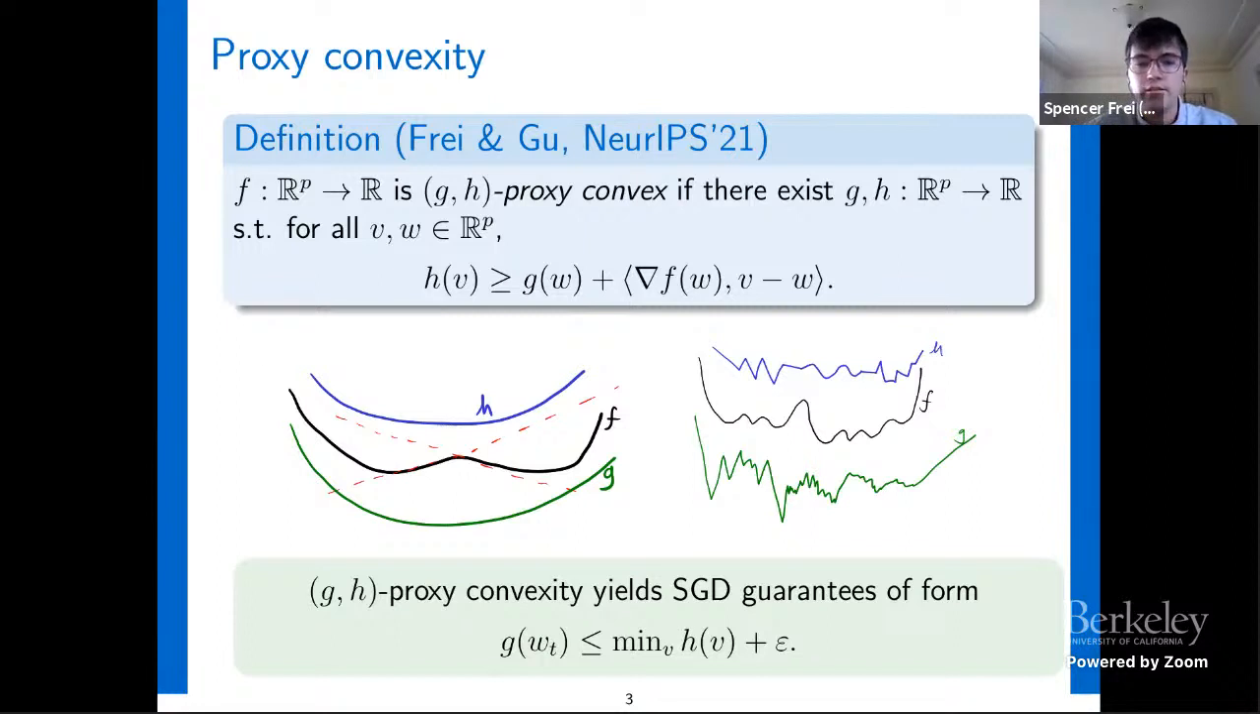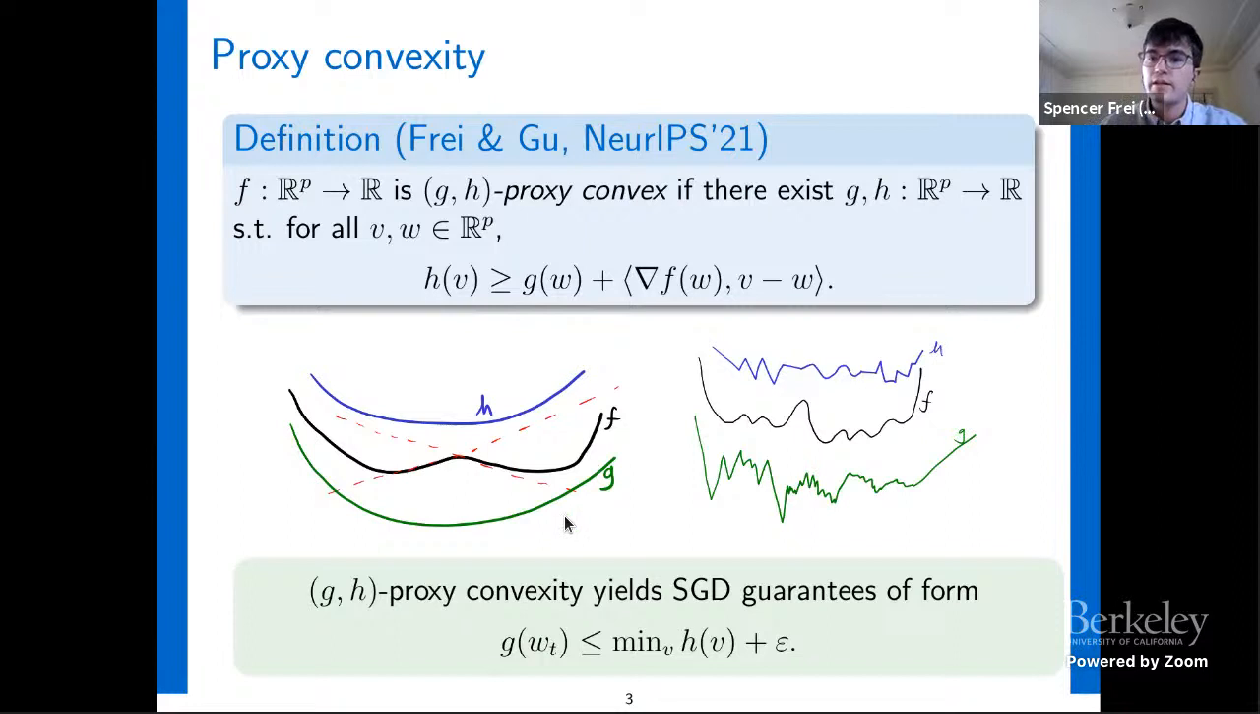Proxy convexity relaxes that to say that perhaps the function f doesn't lie above its own first order Taylor approximation, but that there is some proxy function h that does lie above it. And perhaps instead of starting that first order Taylor approximation at f itself, we shift it down to start at some function g. So this is a very general and abstract definition that can accommodate very poorly behaved and non-convex h, f, and g.